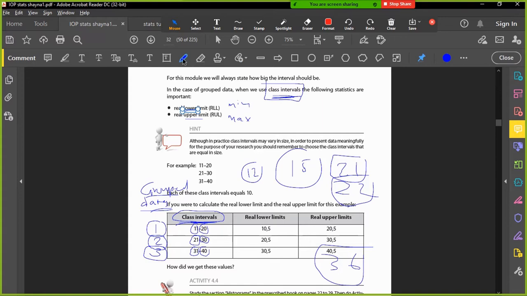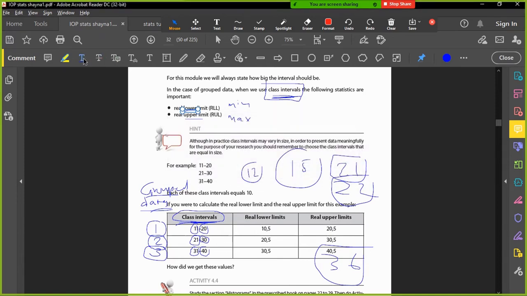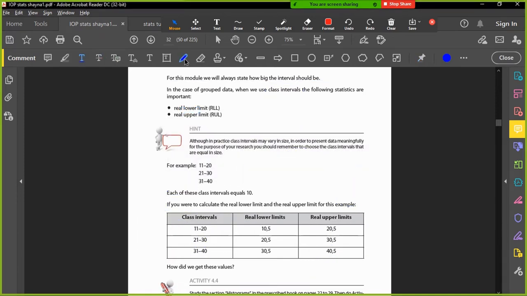So for example, this could be age, and I could be surveying people of different ages. Why can't I delete this? Let me try again. There. Okay, so for example, these could be people's ages: 11 to 20, 21 to 30, 31 to 40. Those could be people's ages, and they could be categories.